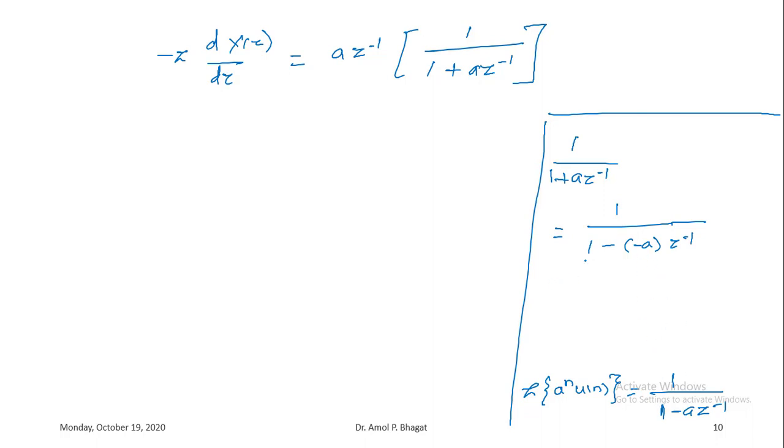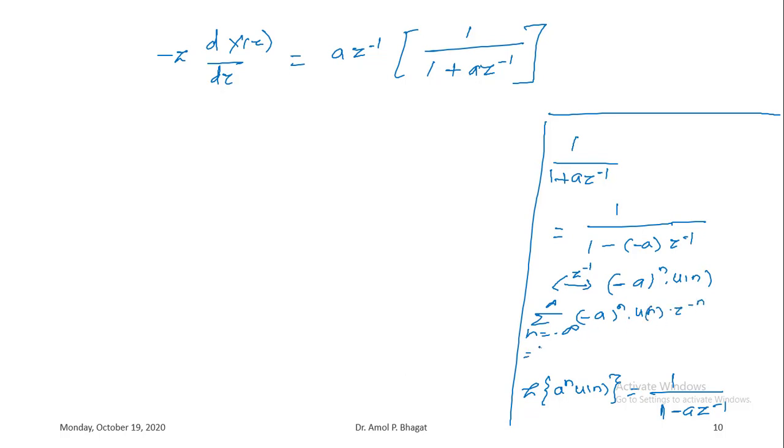So if I take the inverse z transform, it will be simply minus a to the power n into u of n, because in place of a it is minus a in this case. Again, if I want to identify the z transform of this minus a to the power n u of n, the formula will be the summation from n equals minus infinity to infinity of minus a to the power n into u of n into z to the power minus n.